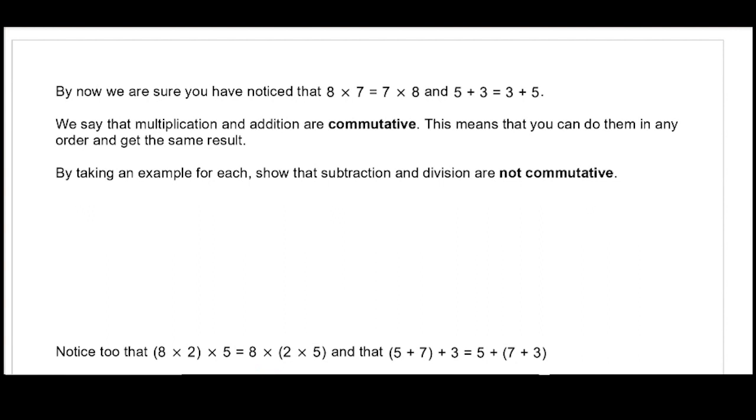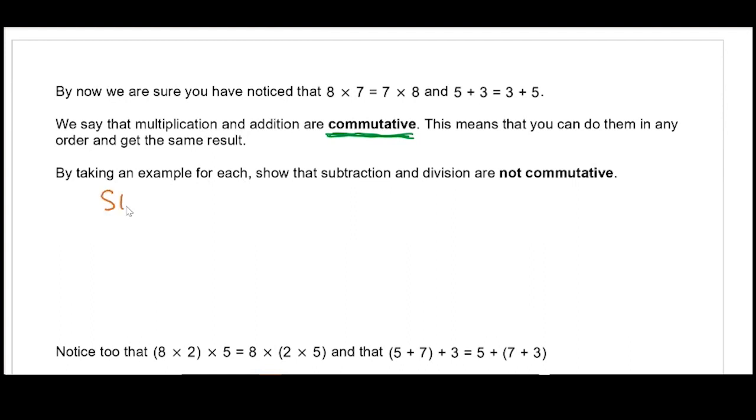It makes sense, right? Now, this rule is called the commutative rule. It means that we can swap the order around and we get the same answer. Multiplication and addition are commutative. However, subtraction and division are not. So what this asks us to do is to take an example for each and to show that.